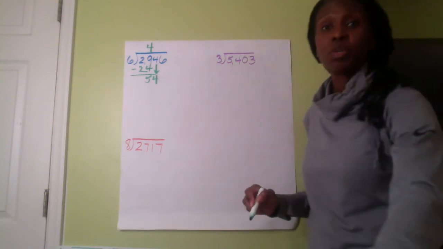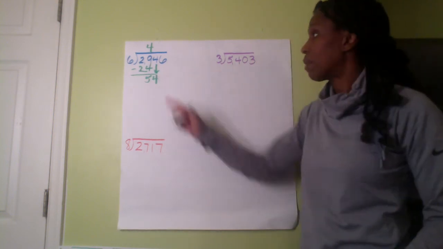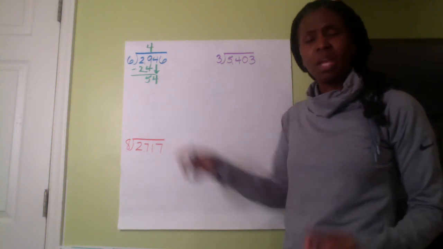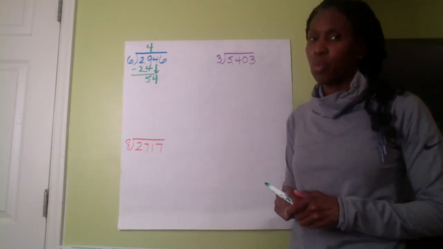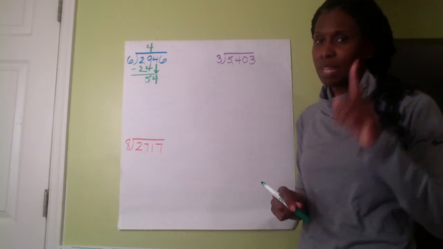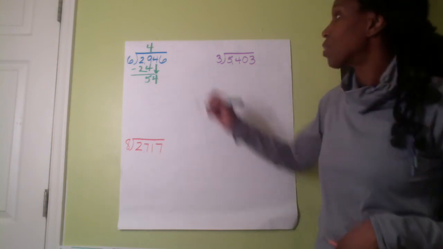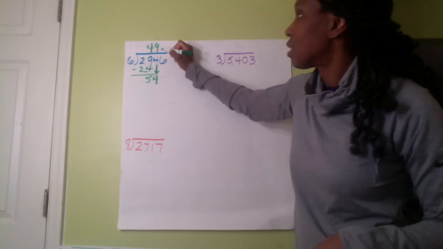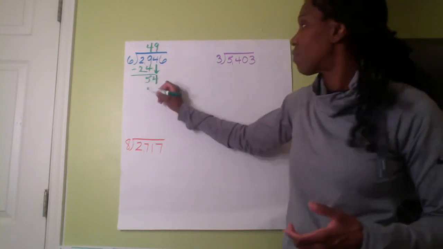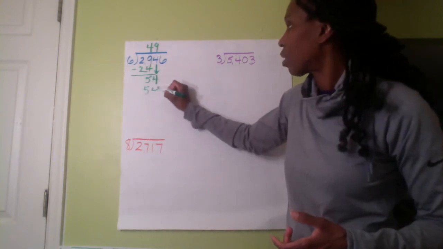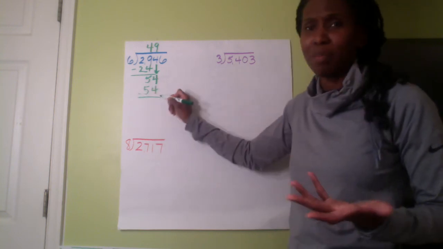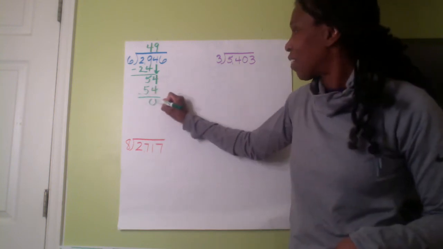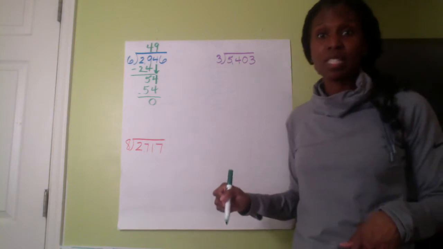All right, so now I'm going to repeat, start all over again, but this time it's 54. How many times can 6 go into 54? Well, I can think of a number that hits it right on the head, and the number is 9, because 9 times 6 is 54. After I multiply, I'm going to subtract. 54 minus 54 is 0. All right, and we're going to compare. Is 0 less than 6?